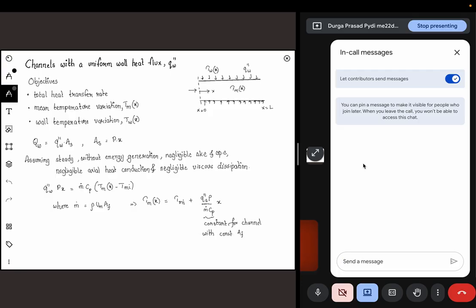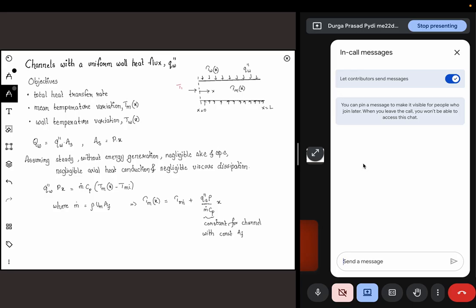Now the next one is that we need to find the mean temperature variation. For that, assume a steady, no heat generation process with negligible kinetic and potential energy changes. You also neglect the axial heat conduction, as I said before, when you have a highly thermally conductive material, and the heat transfer is only happening along this direction compared to the other direction. Then the net heat is QW prime times Px up until there. And what is happening to all of this heat? All of this heat is absorbed by the fluid, so it should raise the temperature of the fluid.